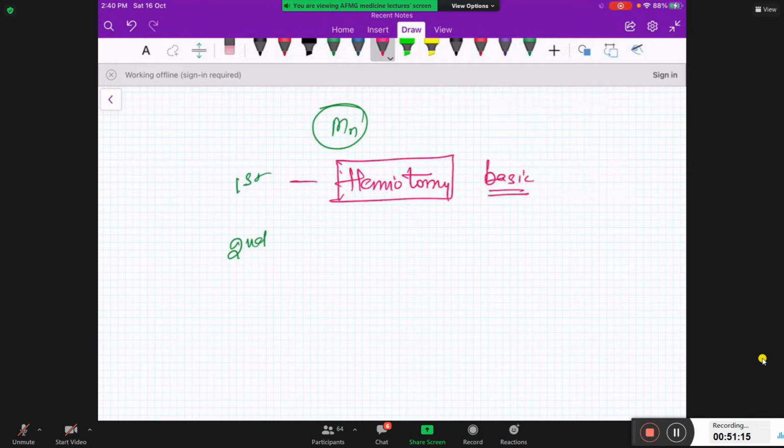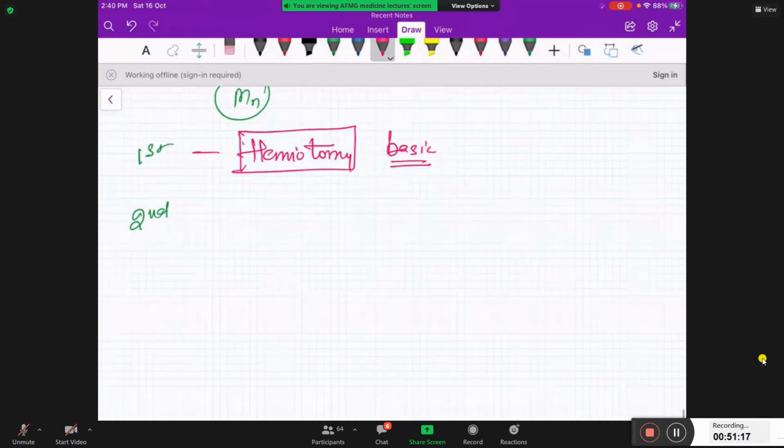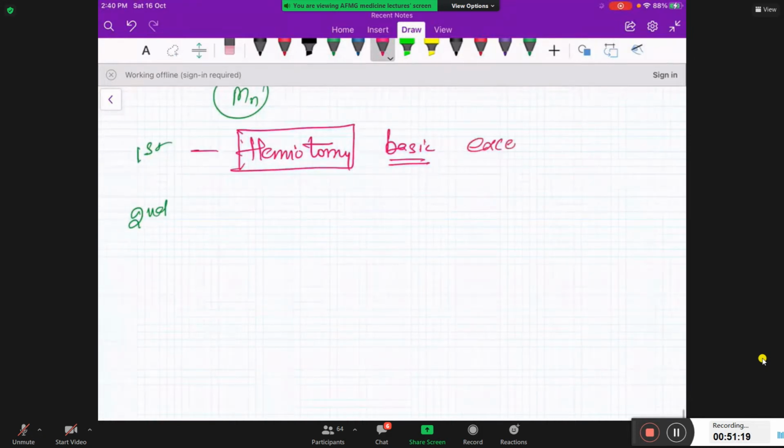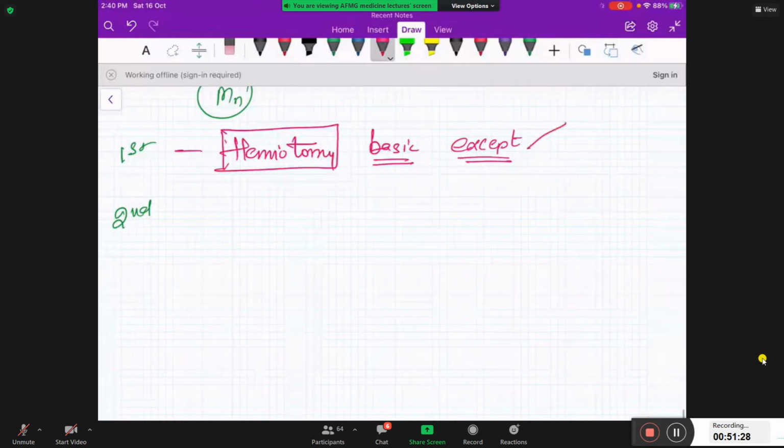So that means herniotomy is the basic operation in every hernia, except, very important, हर hernia में herniotomy होगी, except direct hernia and sliding hernia. क्यों नहीं करेंगे स्लाइडिंग में?